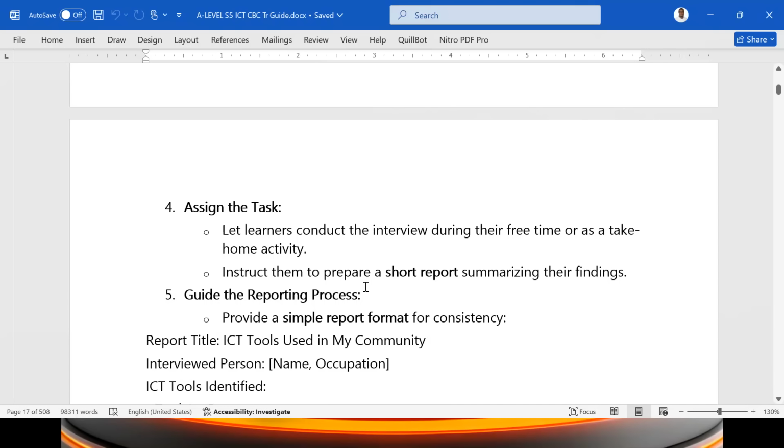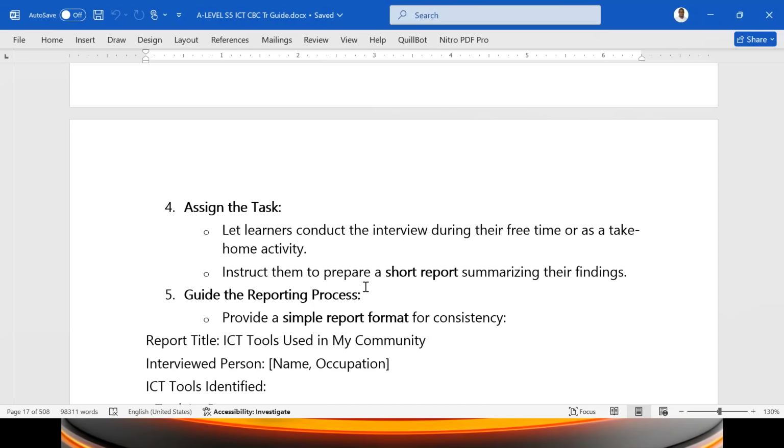Number 4, assign the task. Let learners conduct the interview during their free time or as a take-home activity. Instruct them to prepare a short report summarizing their findings. 5. Guide the reporting process.